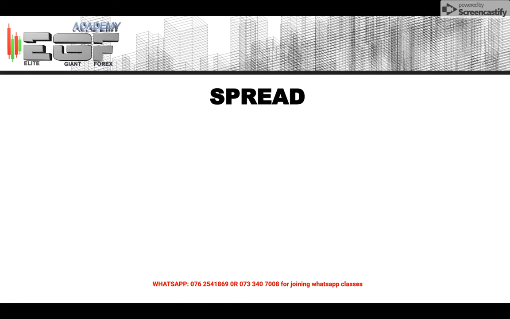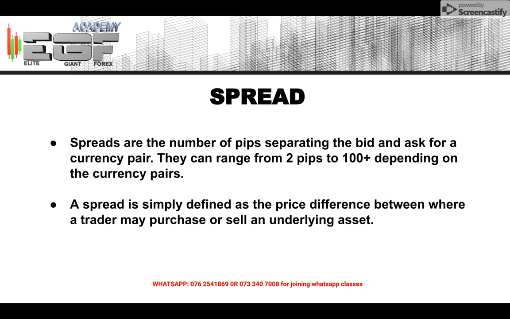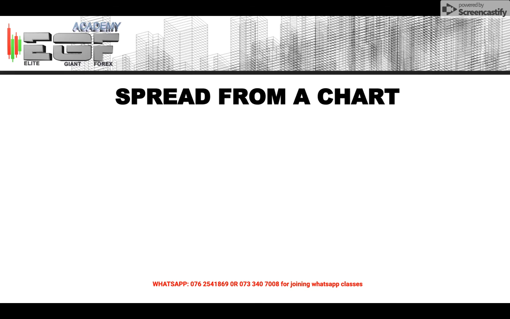Spread. What is a spread? A spread is the number of pips separating the bid and ask for a currency pair. They can range from 2 pips up to 100 plus, depending on the currency pairs. A spread is simply defined as the price difference between where a trader may buy or sell an underlying asset.